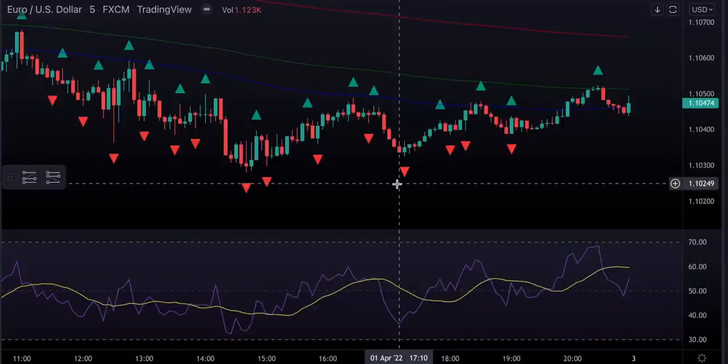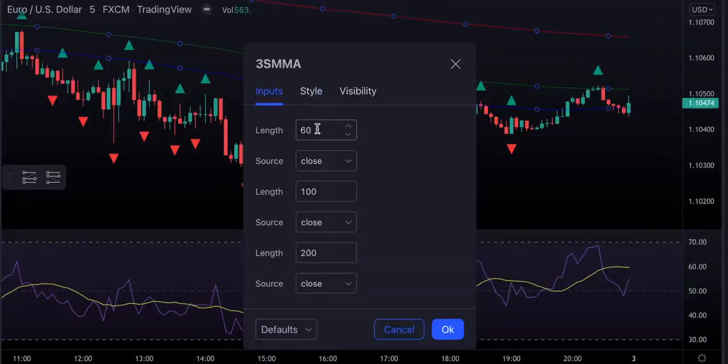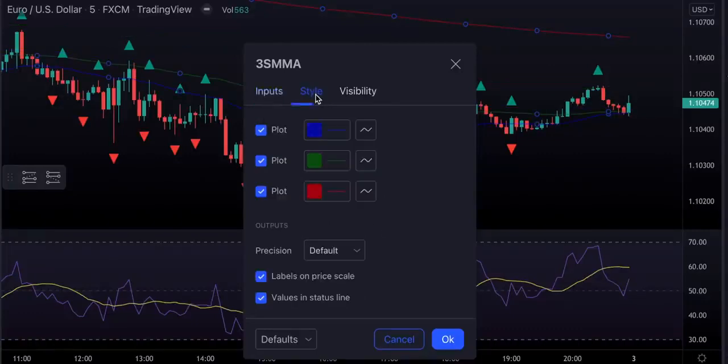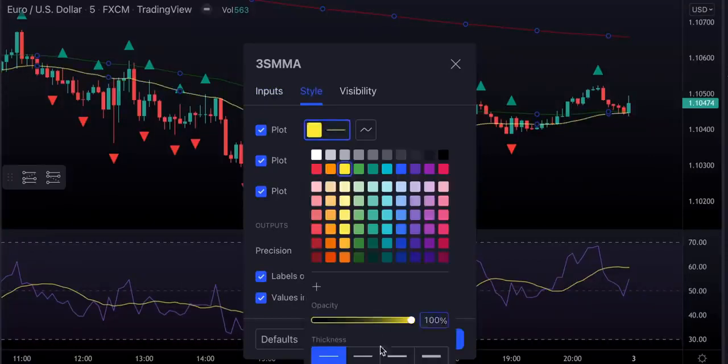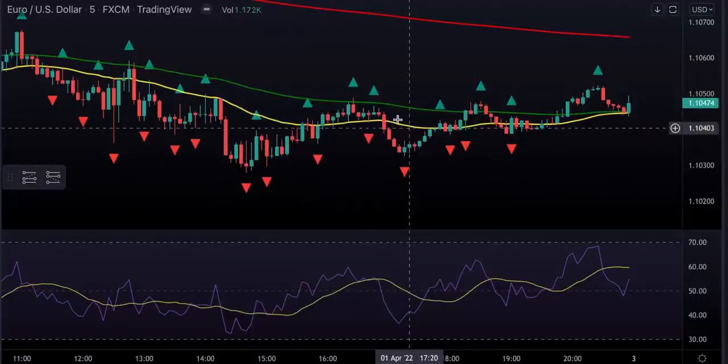Okay, now once we have our indicators on our chart, let's adjust their settings. So first of all, let's double click on these moving averages and change the length from 60 to 21. Our second length is going to be sitting at 50, and we're not going to change the third length. It's going to be sitting at 200. Also, we're going to change the style. So let's actually change some of these colors and make them more visible. Okay, so our moving averages are ready.